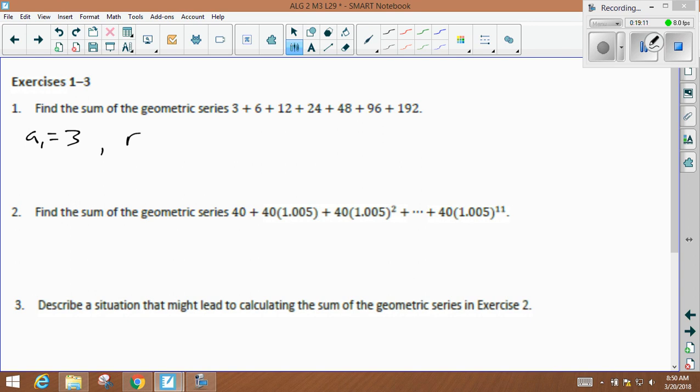Remember, I can find that constant rate by dividing the term by its previous term, right? Any term by its previous term. So I could say, 6 divided by 3, right? That's this one and that one, and that's 2. Fantastic. And then I need to know what n is, right? Well, I can count them. 1, 2, 3, 4, 5, 6, 7. So n is 7. So then I go ahead and plug it into my handy dandy formula.